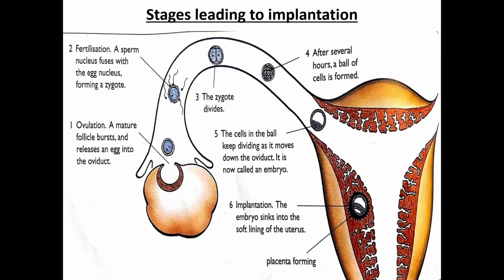Therefore, the zygote divides. And after several hours, a ball of cells is formed because they have to do mitosis. The cells in the ball keep dividing as it expands while it moves down the oviduct. Now, at that stage, it's called an embryo. Next, number 6 is where implantation begins. The embryo sinks into the soft lining of the uterus and a placenta is formed. You will need to know the meaning later.